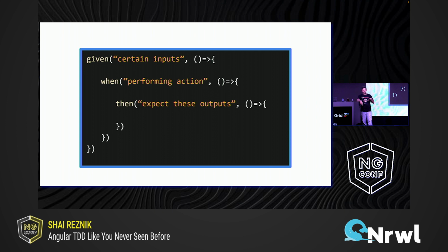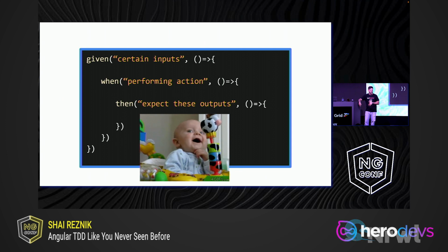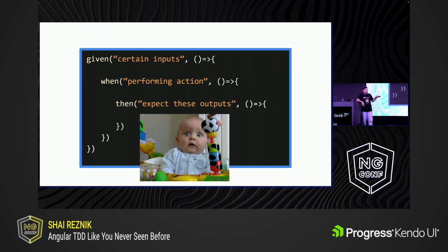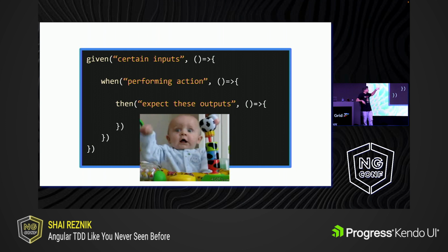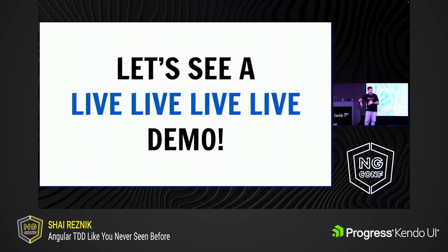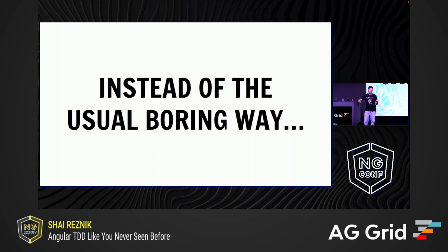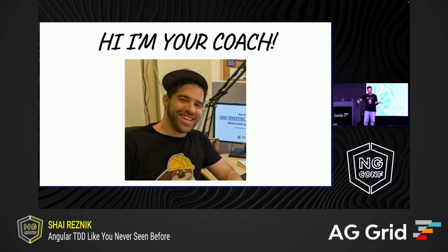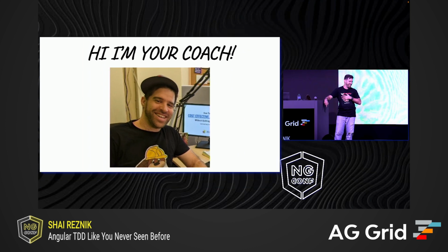Given, when, and then with the description. So some of you, or most of you, probably look at this and be like, oh my God, what is this nesting, okay? Don't worry, you're already nesting your tests, right? Describe, it, think about it. But this makes it easier to share variables, and not to leak stuff with the beforeEach and all that stuff, okay? And you can actually see the description next to the code, which is fine. Now, let's see a live demo, okay? Now, instead of the usual boring way, I will be your coach for today.